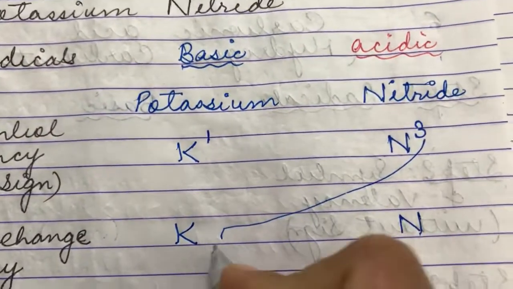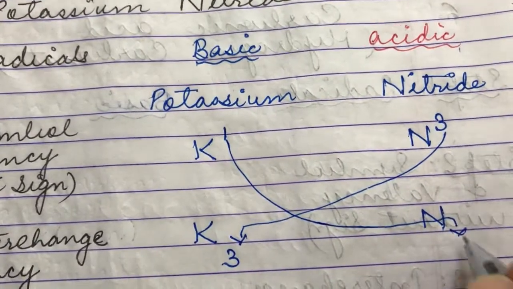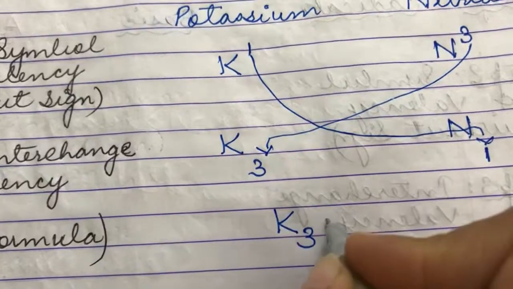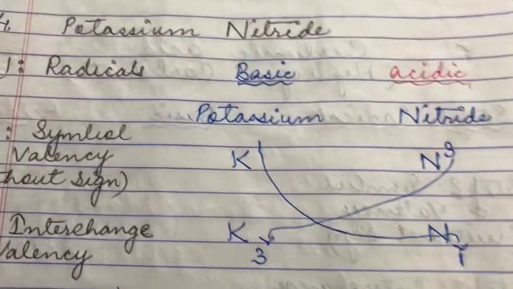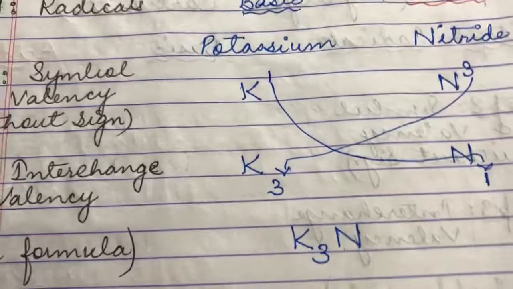This 3 comes down here in the subscript of K. This 1 comes down here in the subscript of N. Formula becomes K3N. So this is the formula of potassium nitride. K3N is the formula of potassium nitride.